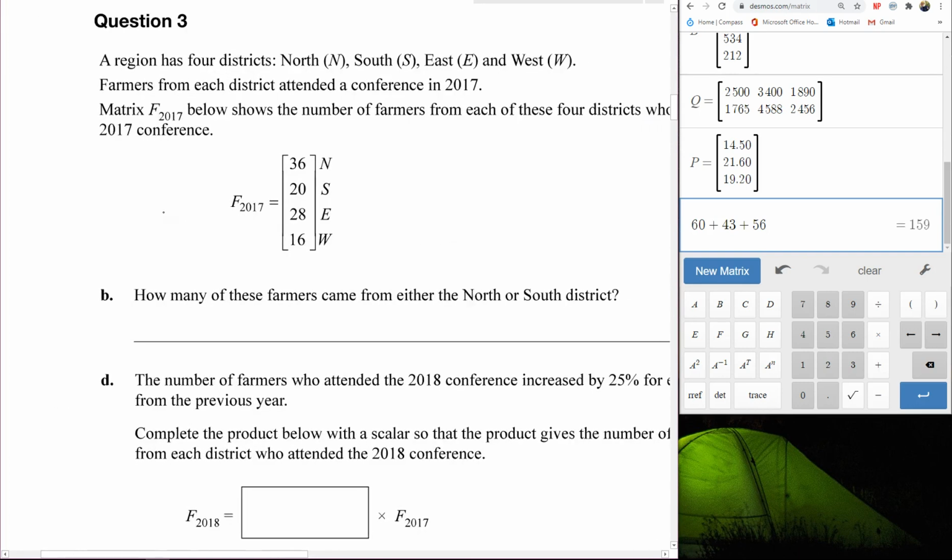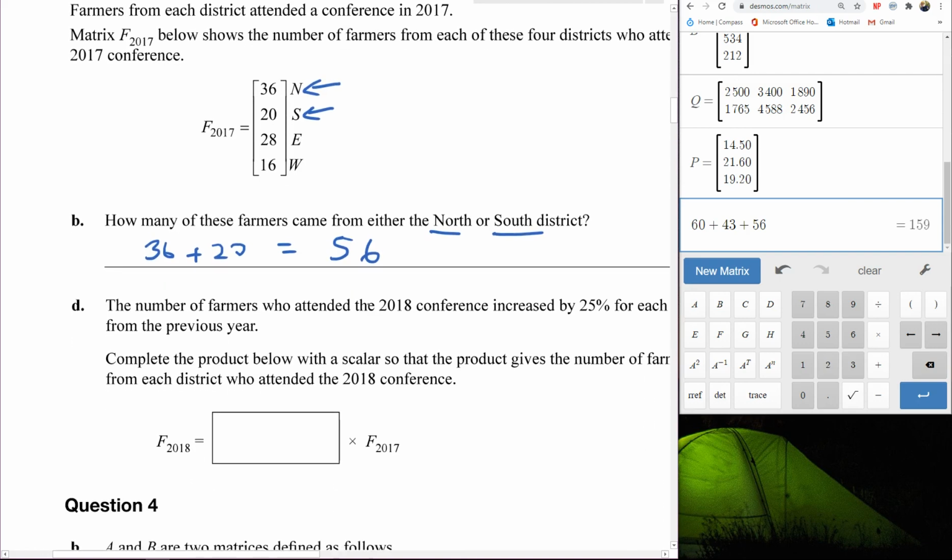So you're looking at the numbers or the elements here, how many are from N and how many from S? Well, you can see N has 36 and S has 20. 36 plus 20 equals 56. So 56 farmers came from the north or south district.